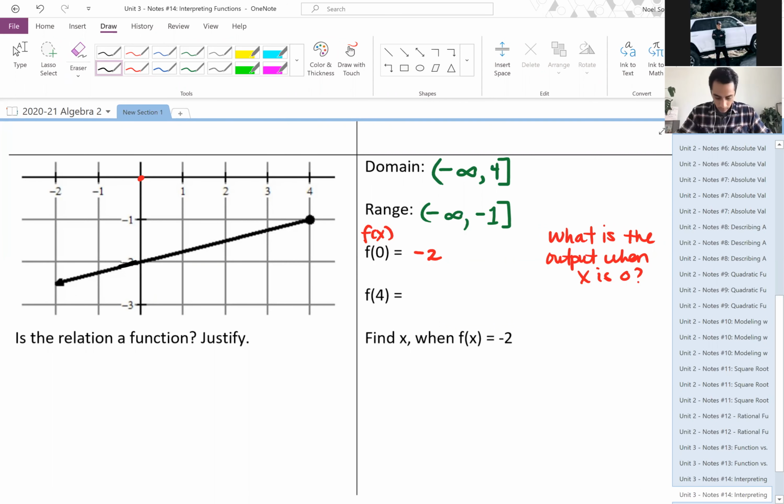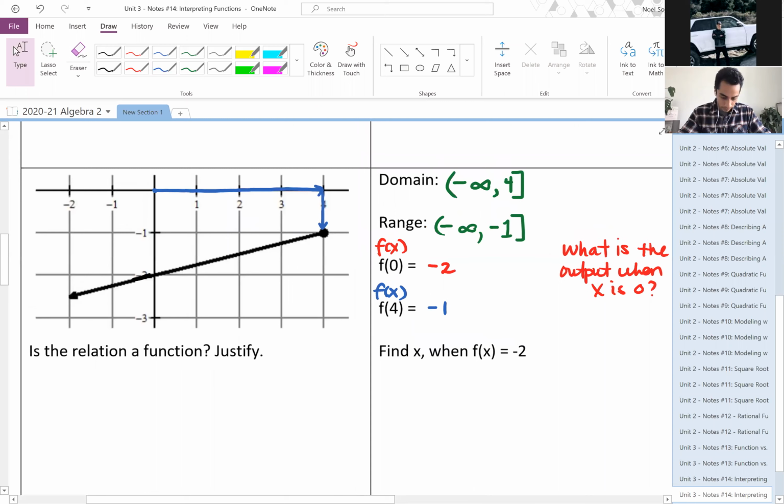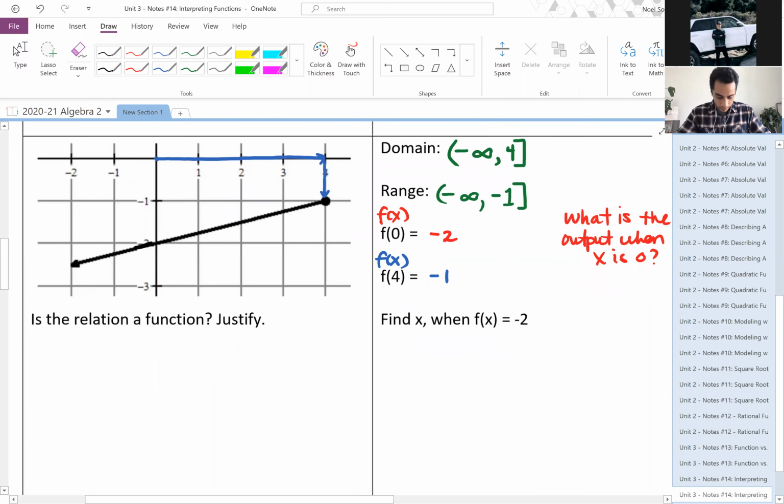Okay. All right. What about f of 4? Right. I won't do the translation this time. Okay. But it's still asking us for output because this is f of x. So now x is 4. What is the output when x is 4? Yeah. So travel to 4, and then go down and meet the graph. What is that y value? Yeah, it's -1. Okay. Not too bad, right?